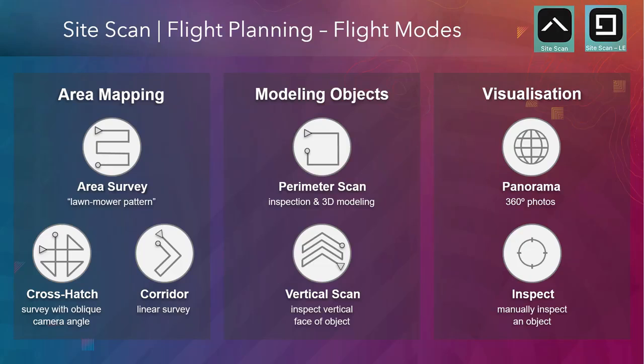And then we have the two inspection type scenarios where we have a completely manual flight inspection workflow, and we have the 360-degree panorama photo. This is where we basically pop the drone up. It has a very small flight pattern and takes lots of photos and then stitches them together as a complete 360 component.